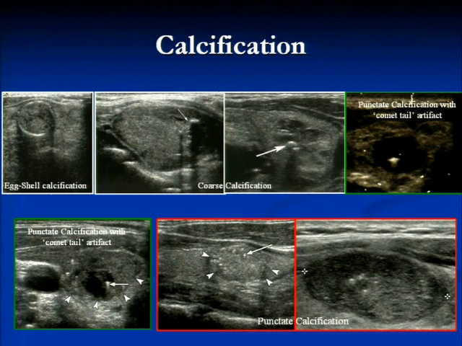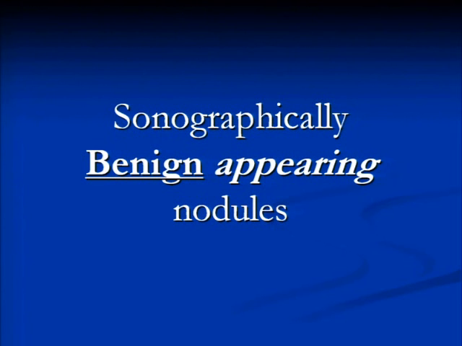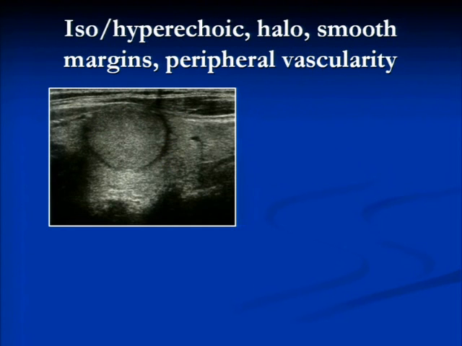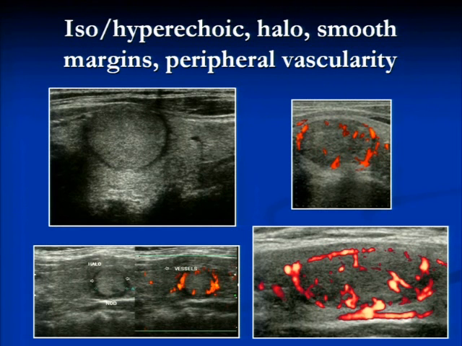As opposed to your punctate calcifications without the comet tail artifact, which are worrisome, are more frequently associated with malignancy, and nodules that contain these punctate calcifications without a comet tail artifact should be biopsied. So, having said that, let's first look at some benign appearing nodules. So, an isoechoic to hyperechoic nodule with a nice halo, smooth margins, and peripheral vascularity. So, isoechoic, nice halo, smooth borders, peripheral vascularity, excuse me.